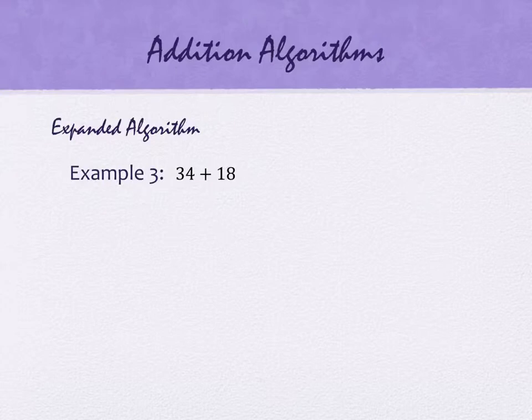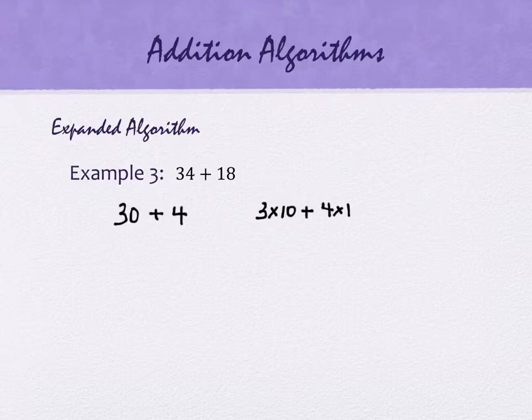The expanded algorithm is emphasizing what the numbers in the placeholders actually are, what value they hold. So when I see 34, I recognize it as 30 and 4. Because that's really what 34 is, right? Or you could recognize it as 3 10s and 4 1s. Every time I teach this, I can't decide which one I like better. They both have some benefit to them. And then my 18 is a 10 and an 8. Or you could recognize it as 1 10 and 8 1s. I don't care which of these ones you use. They're both the expanded algorithm, okay?